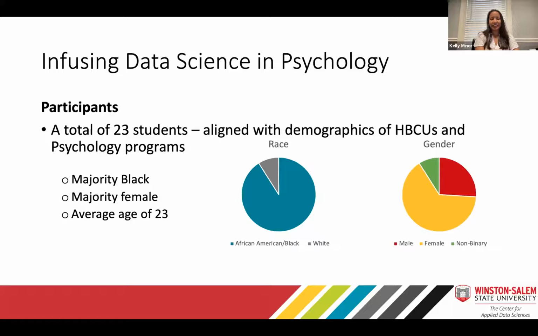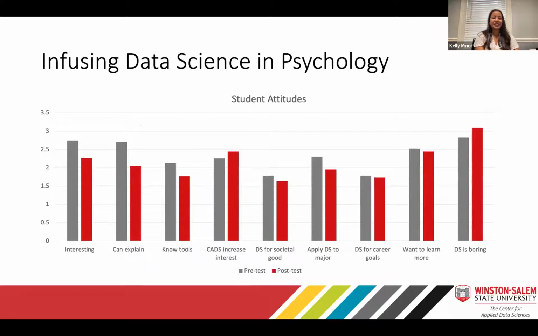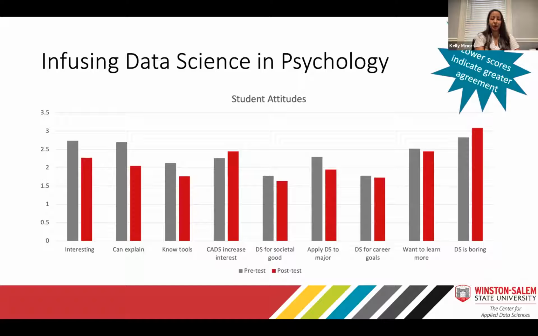Okay, now let's go to the next slide and see these results. So here are the questions that were in the pre and post-test survey. And Dr. Deb, if you could click one more time, there's that reminder that shows us that the lower scores are greater agreement. So the pre-test is in gray, and every time the score got lower, that means that they agreed more. So they believed that data science was more interesting. They felt that they could explain data science more, that they know the tools more. And as you'll see, this trend continues for all but 2 of these questions.